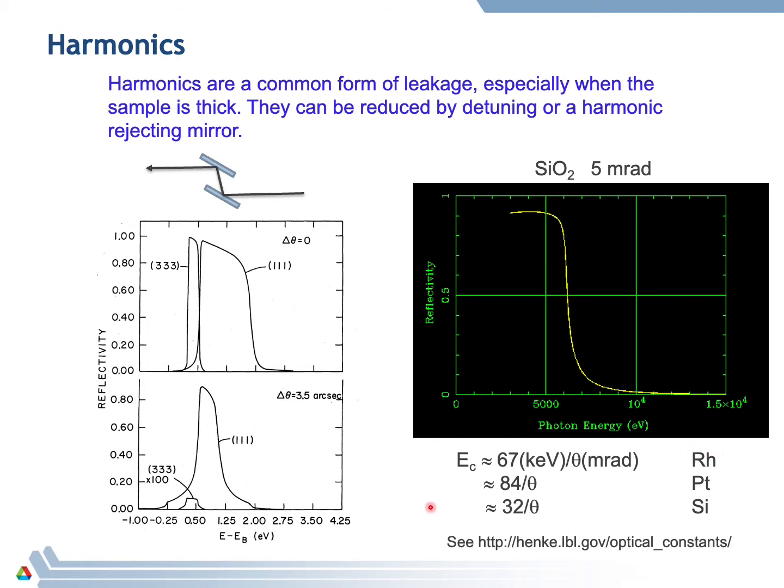And just for future reference, typical mirrors are rhodium, platinum, silicon. This shows you the critical energy of the mirror if you divide by the angle of the mirror in milliradians. So if it's 67, well, we can go back to the silicon dioxide standard. Silicon dioxide is very similar to silicon, so 32 divided by 5 milliradians is roughly 6 keV, which is what this shows.